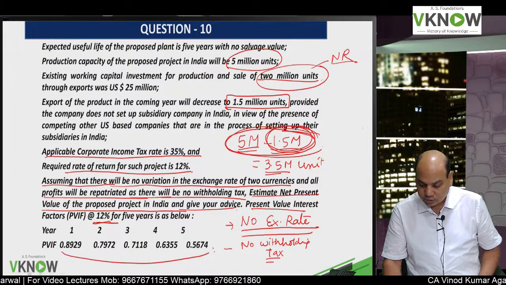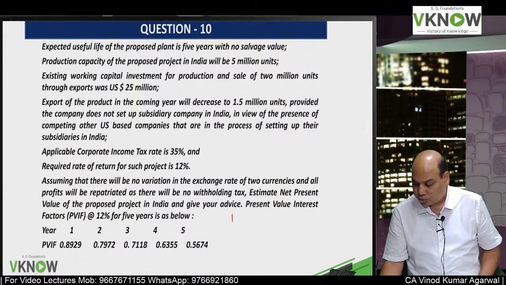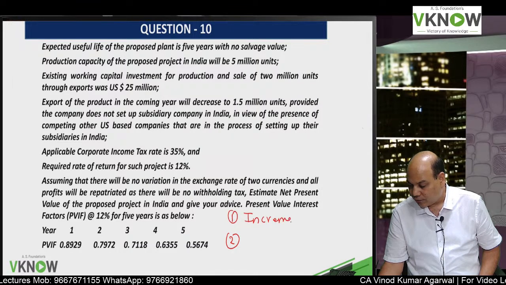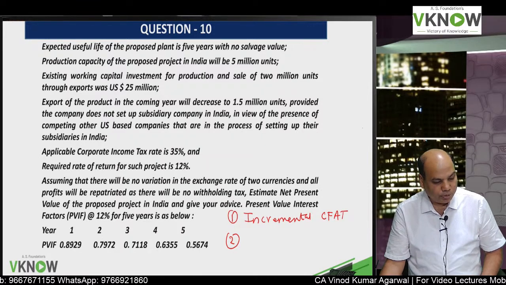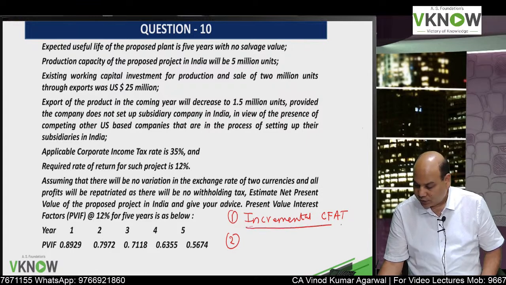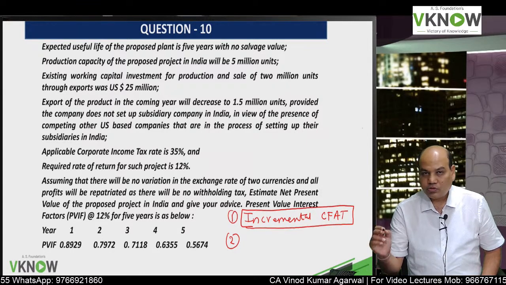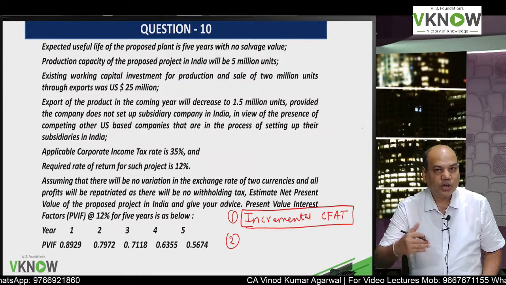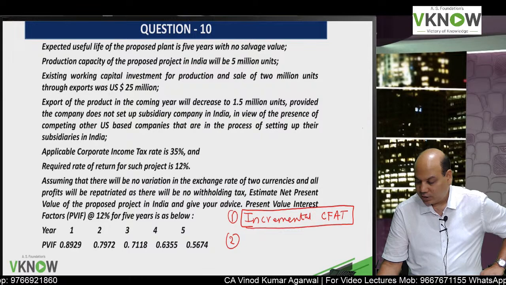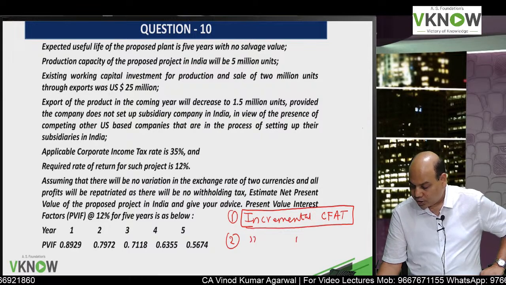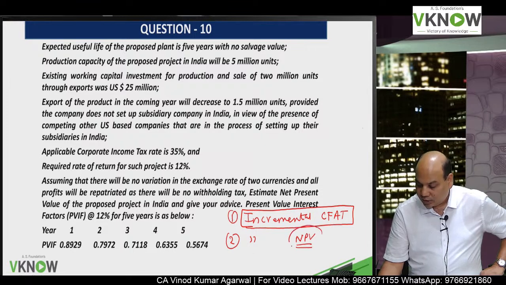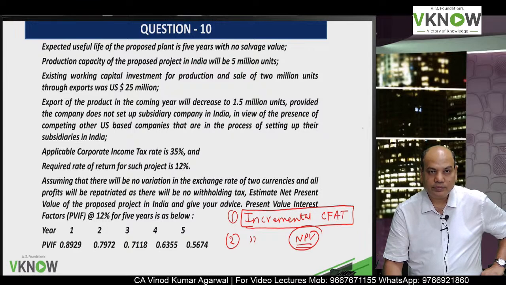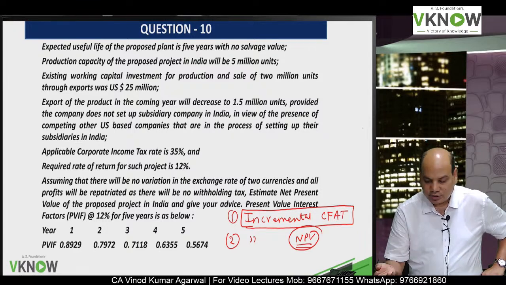So what I'll do, I will divide my answer into two stages. First, I will compute incremental CFAT, by choosing this project, by what amount my CFAT will increase. And second, I will compute incremental NPV, and if incremental NPV is positive, I will undertake this project.